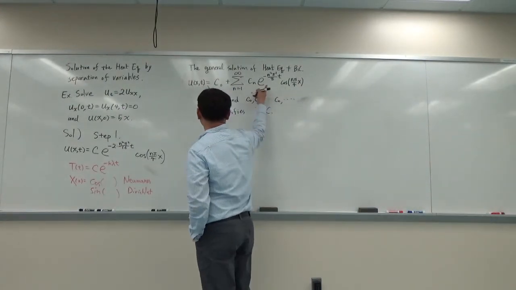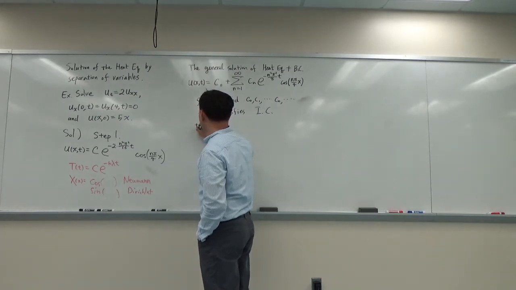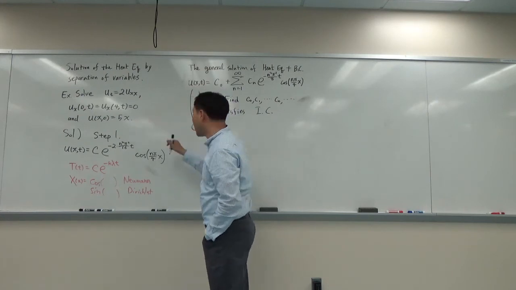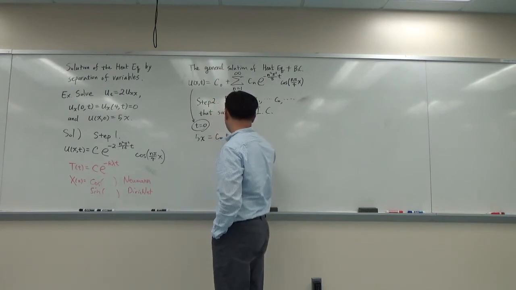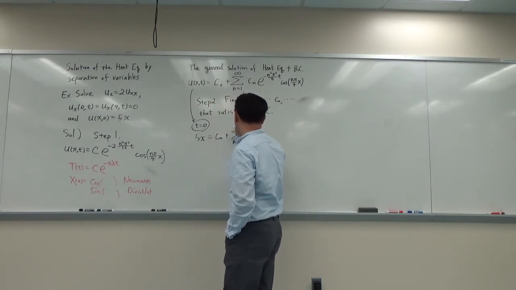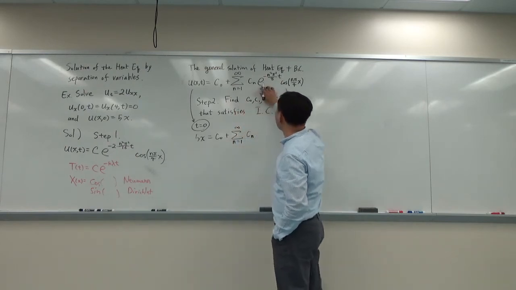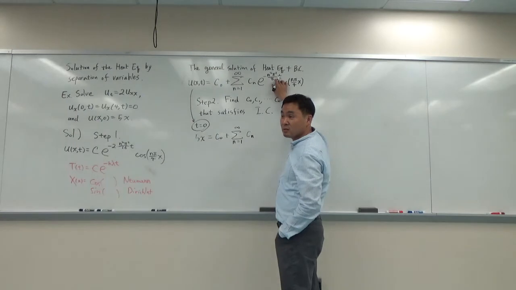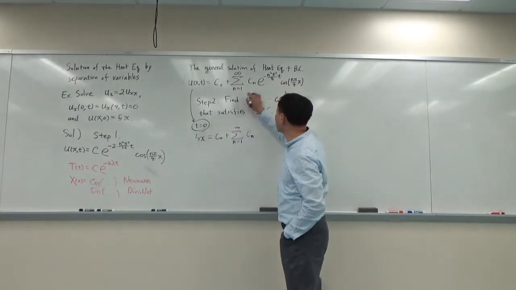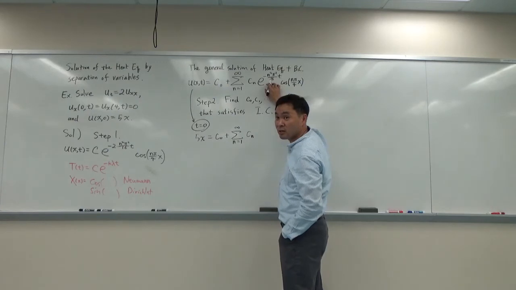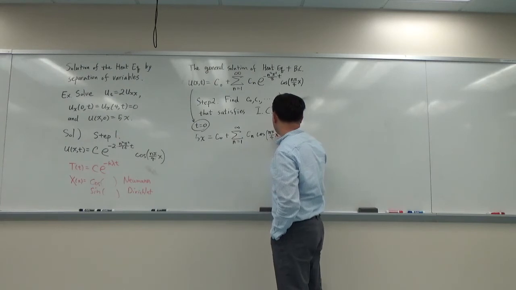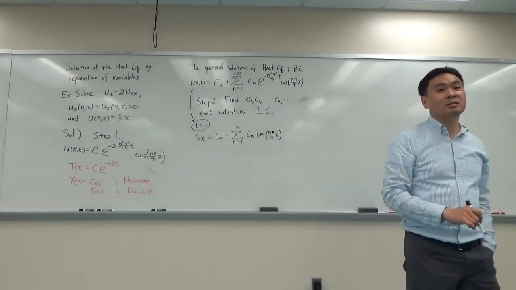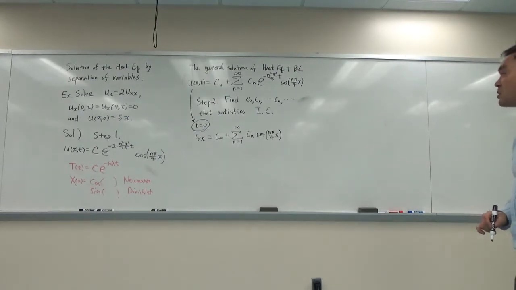We plug in u of x, 0. Okay? So plug in t equals 0 on both sides. Then u(x, 0) gives you 5x. On the right side is C0 plus summation of n equals 1 through infinity of Cn. What's e to the 0th power? Yeah, you're plugging in t equals 0, so this becomes 1, right? And you get cosine n pi over 4 x. Okay. Now, where did we see this before?